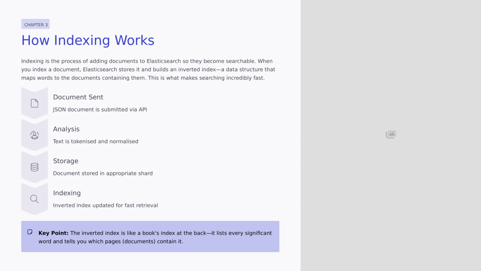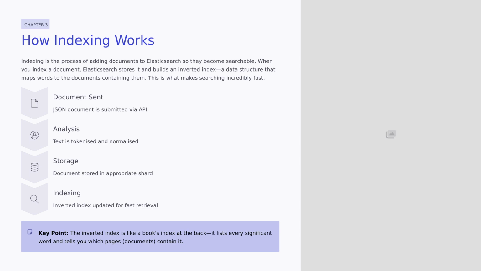Ever wondered how Elasticsearch makes searching lightning fast? It's all about indexing. When you submit a JSON document through the API, Elasticsearch analyzes the text, stores it in a shard, and updates the inverted index for speedy retrieval. Think of the inverted index like a book's index. It lists all the important words and shows you which documents they appear in. So, next time you search for something, remember that Elasticsearch's indexing magic is at work behind the scenes, making finding information a breeze.